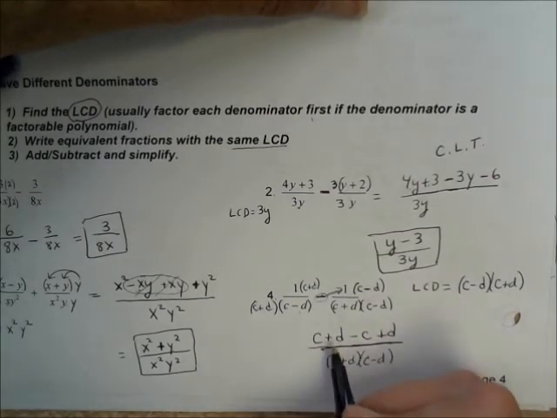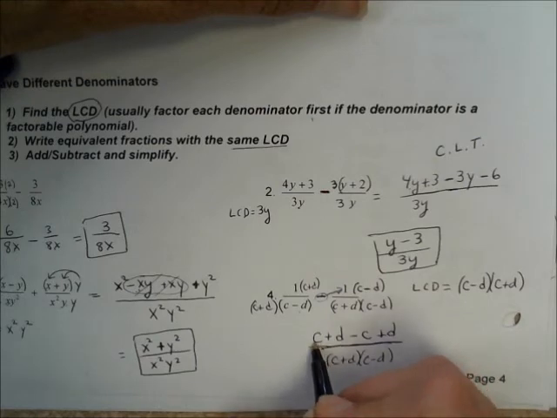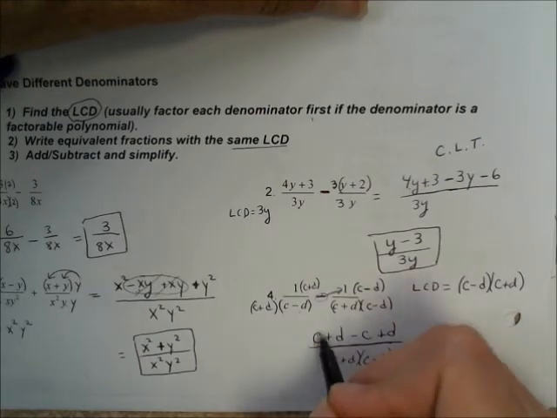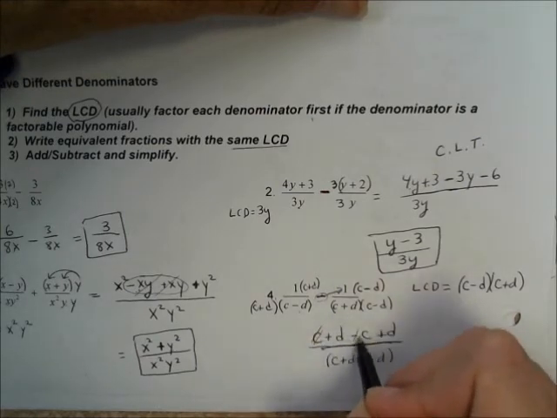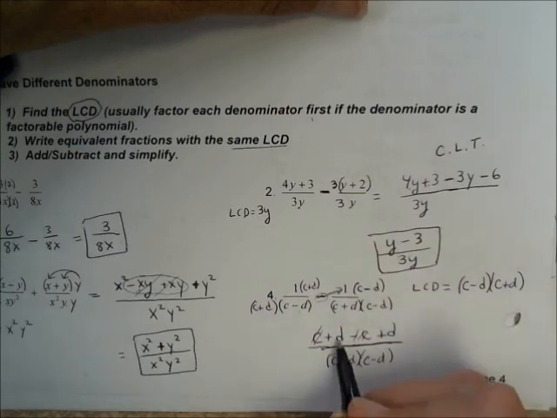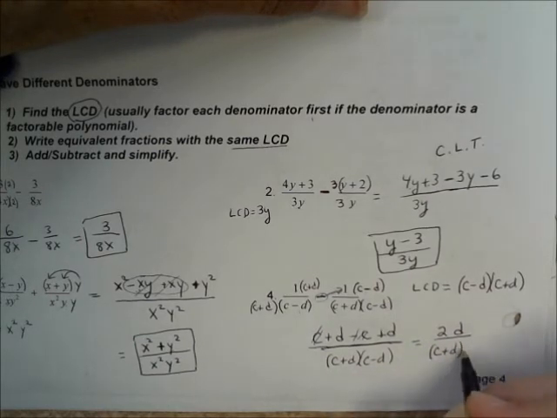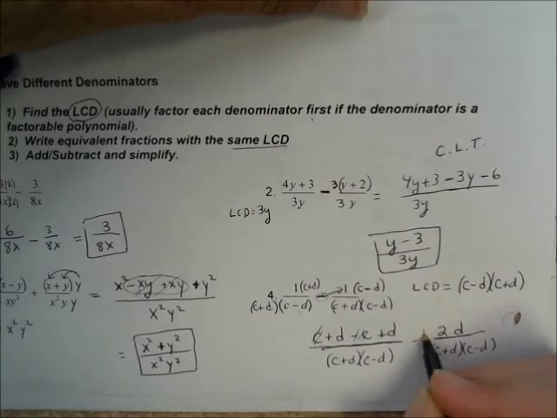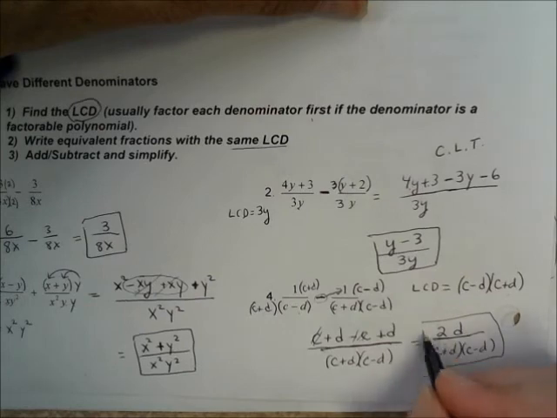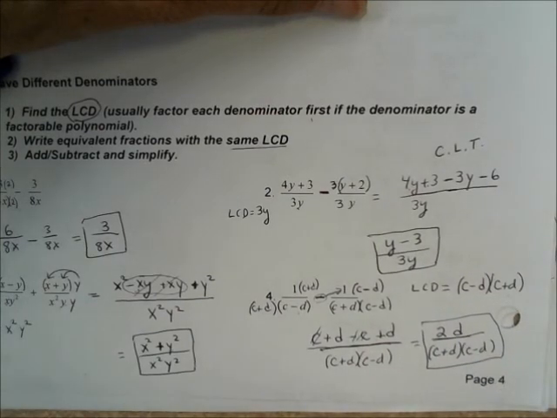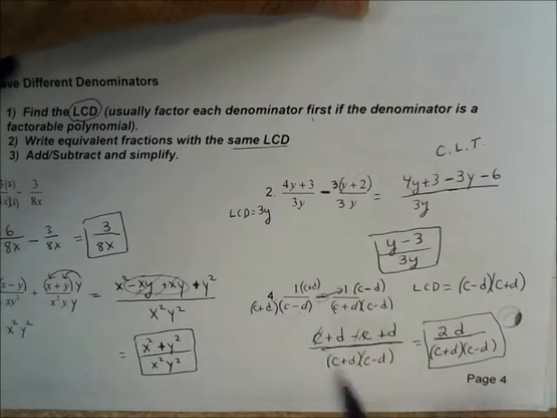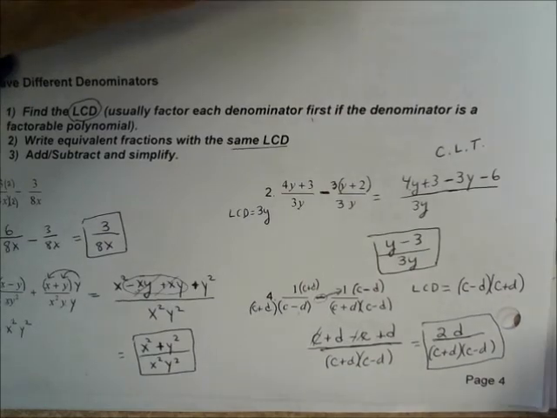And now we have like terms of c minus c. c minus c is 0, and d plus d is equal to 2d. And then the denominator just says c plus d times c minus d, and you don't have to do anything else to that. That's the end. This d can't cancel because we've got some terms down there. So that's tricky. You might want to rewind this and replay it so you really understand what's going on here.